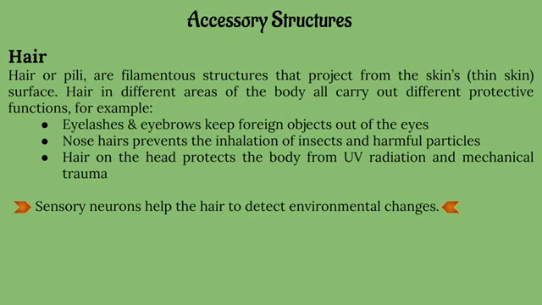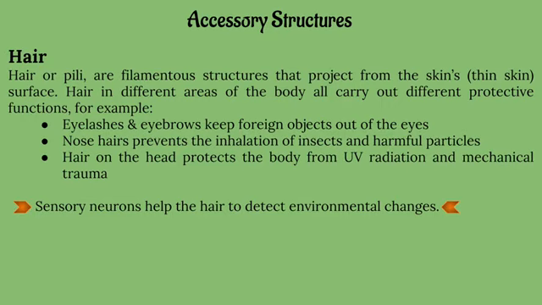Along with the skin, the hair is another important organ of the integumentary system. Hair is a small branching structure that projects from the skin's surface. It's found all over the body except the regions where there is thick skin, such as the lips and genitals. Hair helps the integumentary system to carry out its protective functions, for instance, the hair around the eyes helps to keep foreign substances out of the eyes.